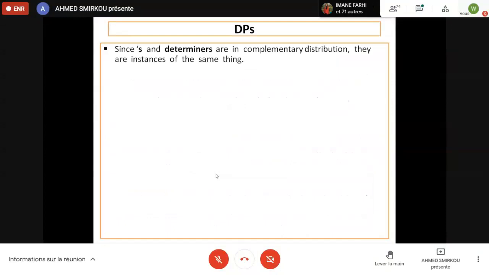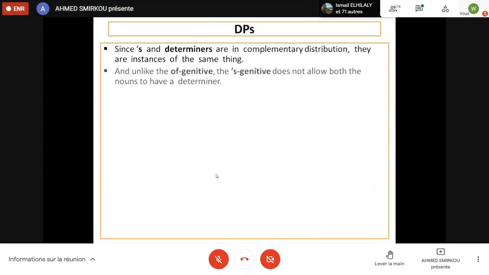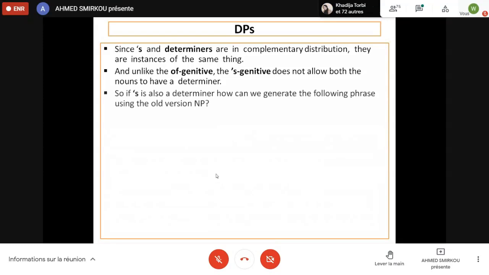Okay, so since possessive S and determiners are in complementary distribution, they are instances of the same thing. Unlike the genitive, the possessive S does not allow both nouns to have a determiner. We cannot say "the man's the house." We should say "the man's house" or "the house of the man," but we never say "the man's the house." So if possessive S is also a determiner, how can we generate the following phrases in the old version?